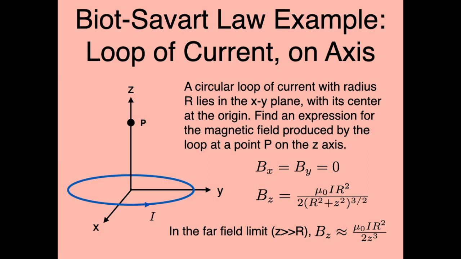So let's take a look at this. z is what tells us how far away from the loop we are, and the magnetic field is getting weaker as z increases, but it's not an inverse square law. It's not a 1 over z squared type dependence. It's actually what we call an inverse cube law. So the magnetic field gets weaker as z cubed as opposed to z squared, which is what we saw for electric fields.